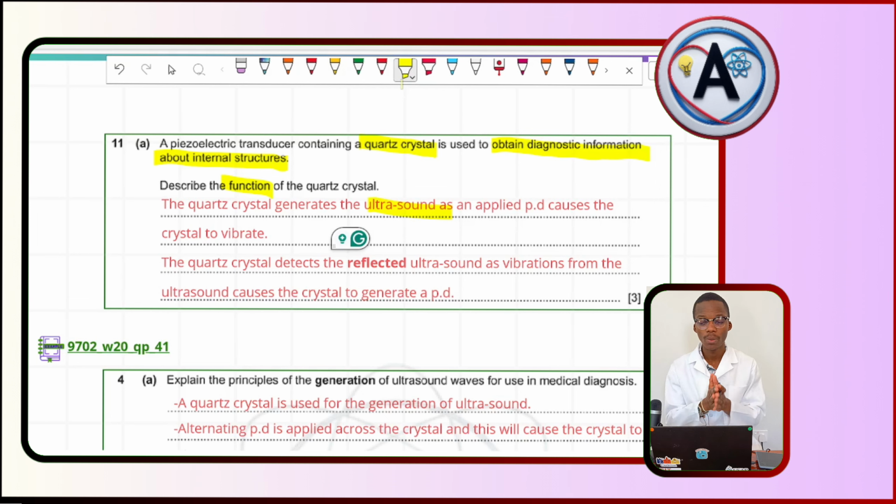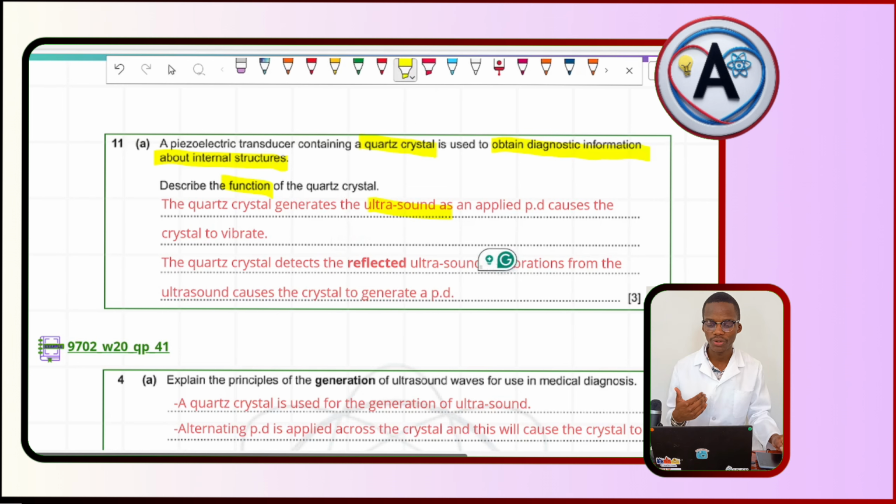How does it do it? Well, an applied potential difference is going to cause the crystal to start vibrating, and as that crystal vibrates, it's going to generate ultrasound. So the quartz crystal generates ultrasound through those vibrations. And then the quartz crystal is going to detect. You can see the word reflected is in bold, implying it's a very important keyword. So the quartz crystal can also detect the reflected ultrasound, and the vibrations from the ultrasound will cause the crystal to generate a potential difference.